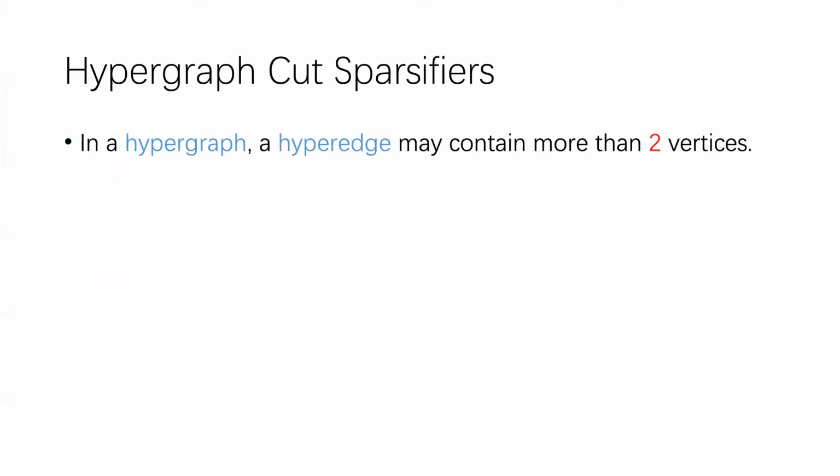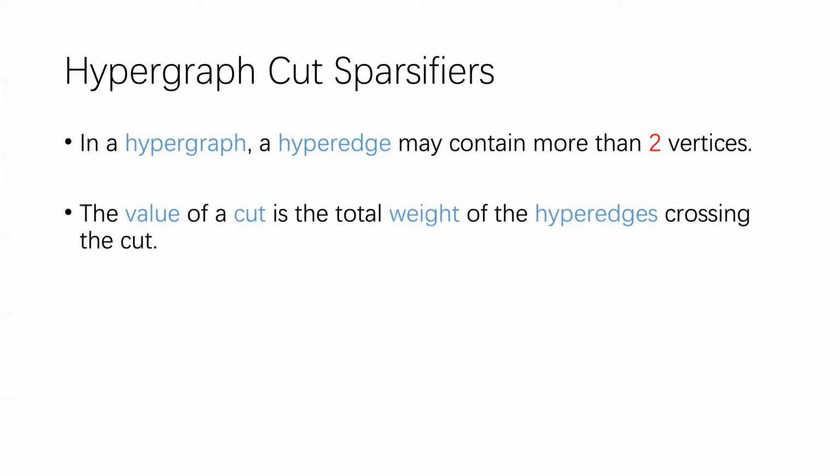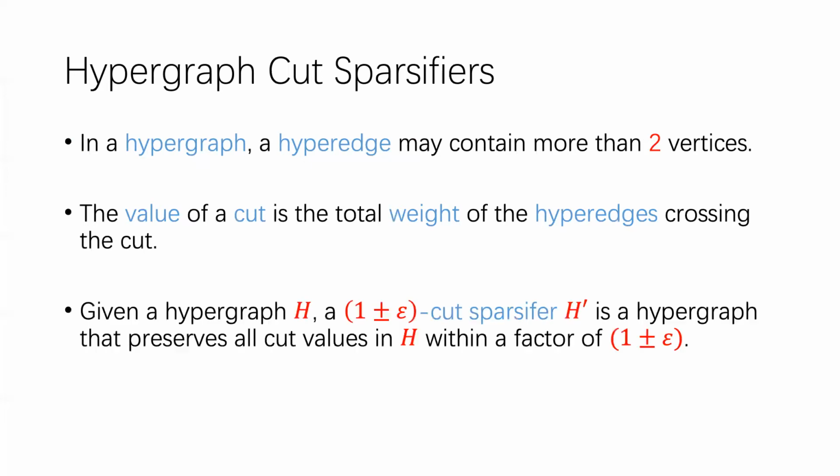In this work, we consider the hypergraph cut sparsifier problem. In a hypergraph, an edge might contain more than 2 vertices. The value of a cut is the total weight of hyperedges crossing it. Given a hypergraph H, a cut sparsifier H' of H is a sparse hypergraph that preserves all cut sizes of H within a factor of 1 plus or minus epsilon.